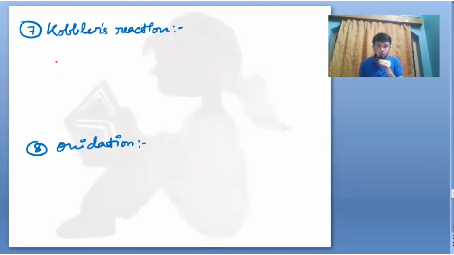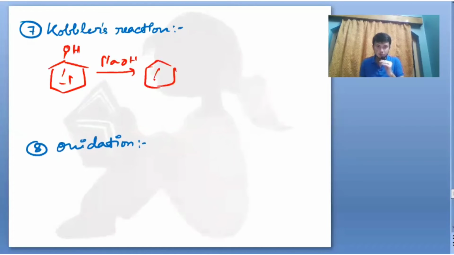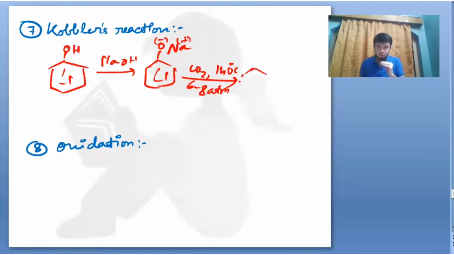So what is Kolbe's reaction? If we react it in the first step with NaOH, you know that it gives us ONa, right? Now in the second step we will write it like this, minus and plus, because it is a metal, so it will be plus. So in the next step, the very important reagent is CO2, 140 degrees Celsius heat and 6 to 8 atm pressure. What does it give us? It gives us salicylic acid.